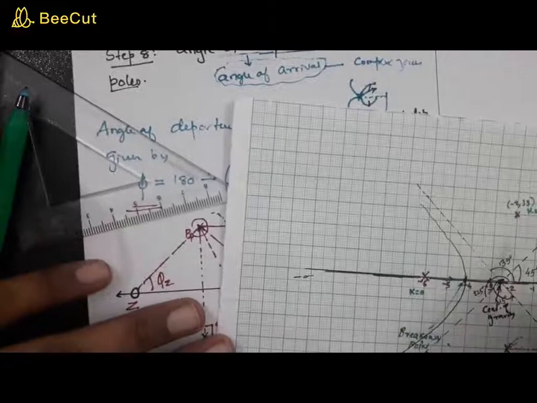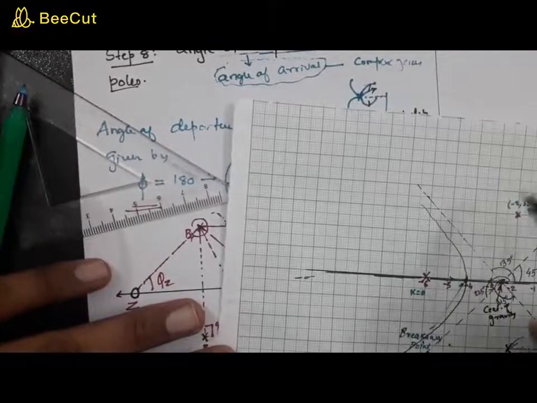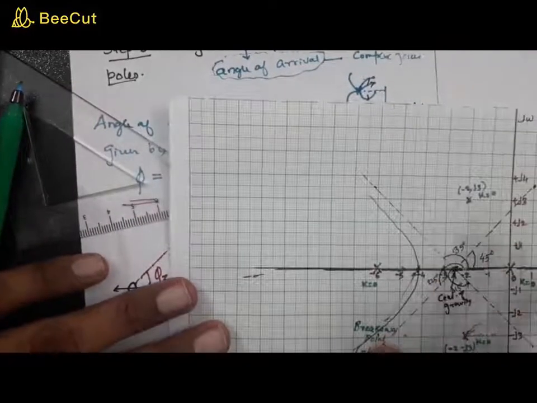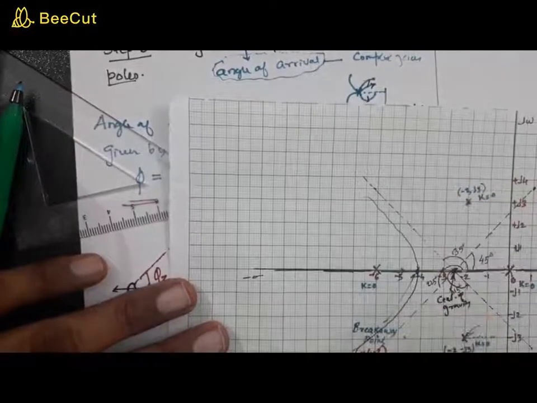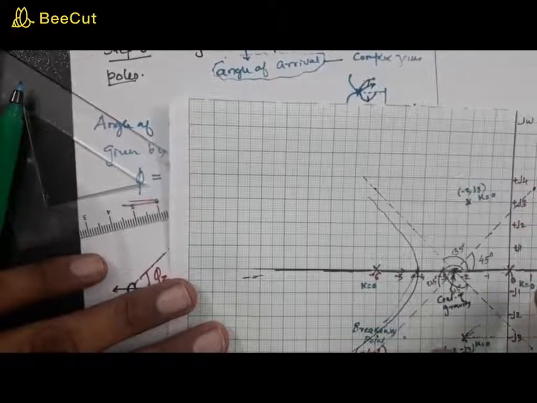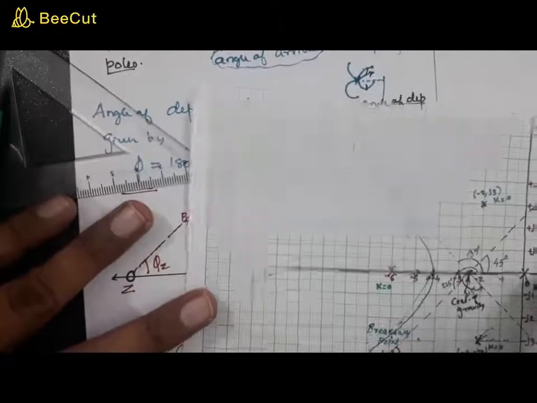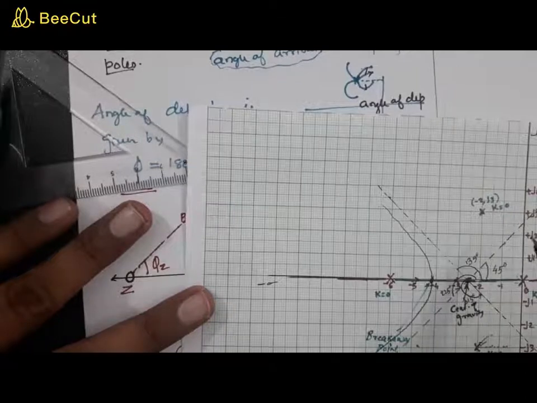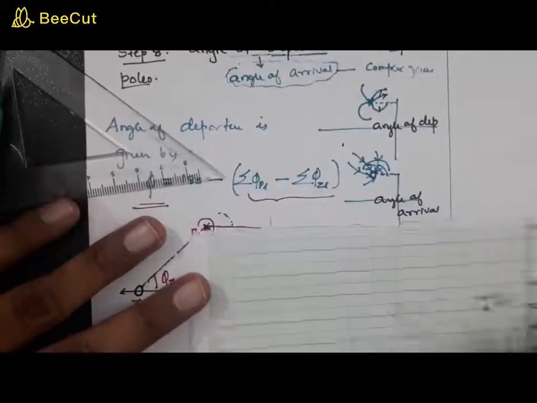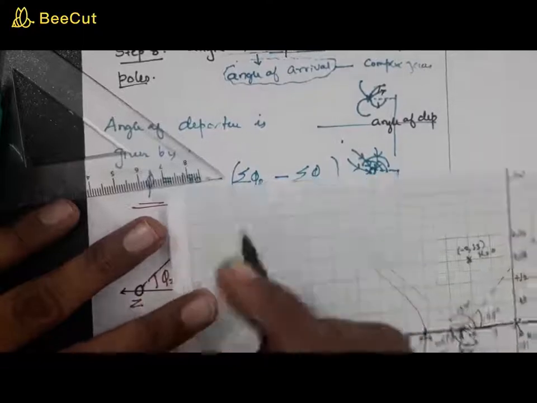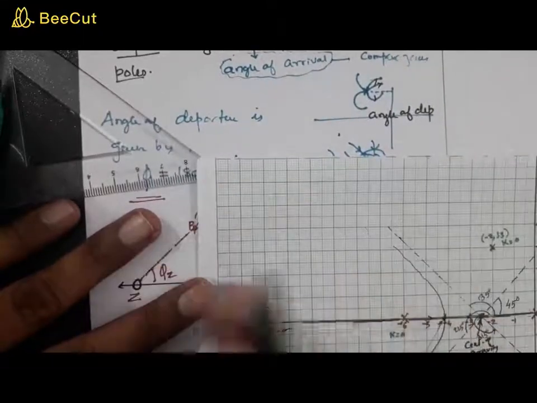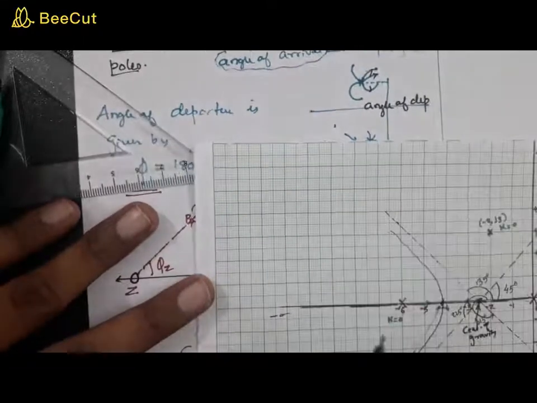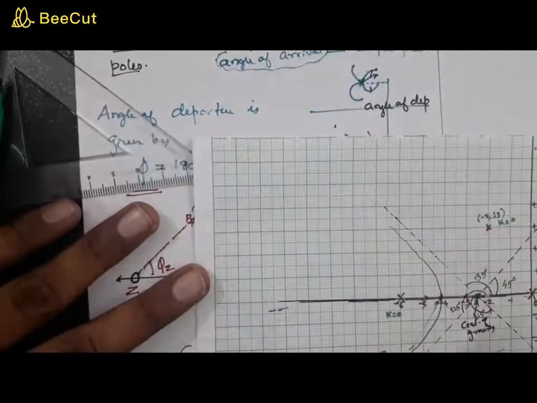You need to present this very neatly. So my advice is always find out the angle of departure in a separate graph or in a part of this graph paper. If you have space for this graph paper, just draw this and find out the angle of departure separately from your graph.